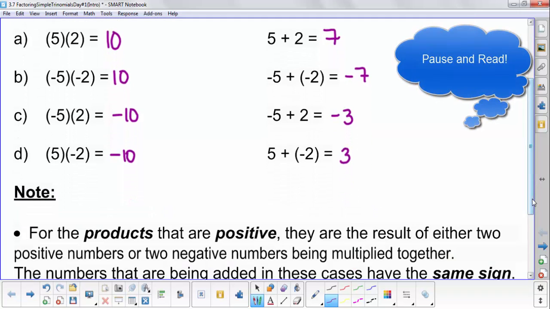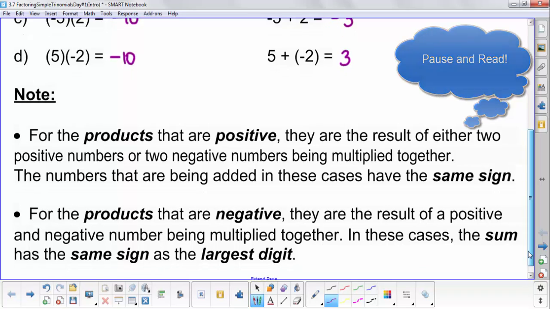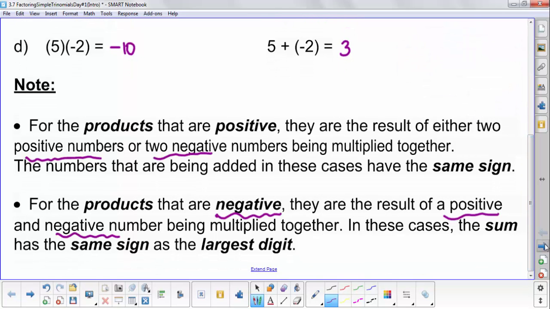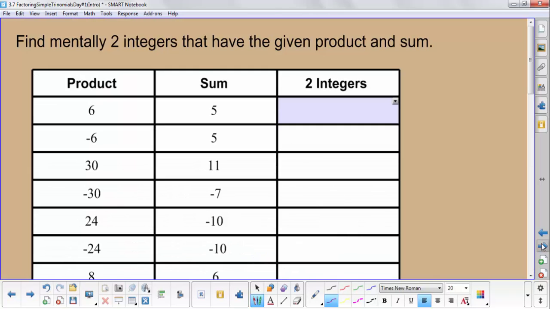So just as a note, let's quickly read through this. Okay, so with that in mind, we're going to use that idea to fill out this chart. We've got a column here for product, a column here for sum, and our job is to figure out the two integers that multiply to the product and add to the sum.